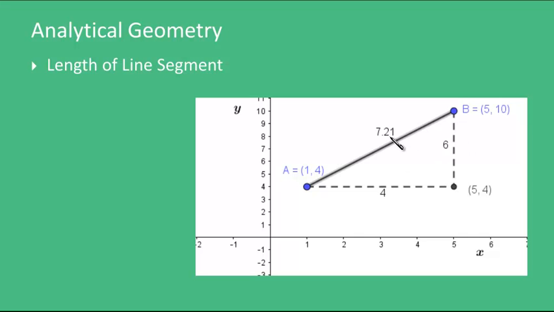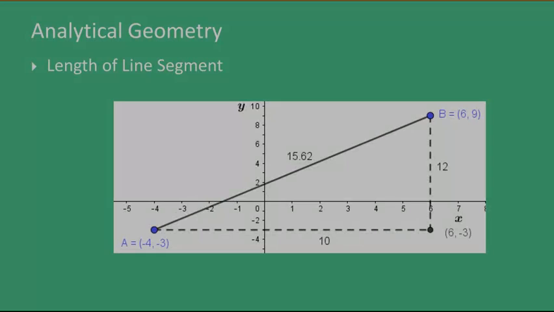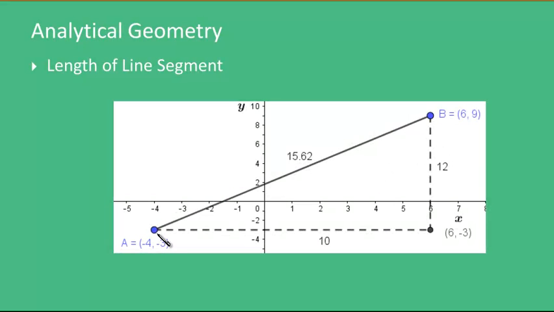So check this to make sure that it's correct. Let's look at this example. A is the point minus 4, minus 3. B is the point 6, 9. We complete our little right triangle. Notice the vertex is right below B, right across from A. So this point has to be 6, minus 3. It has the x value of B, and the y value of the y coordinate of A.